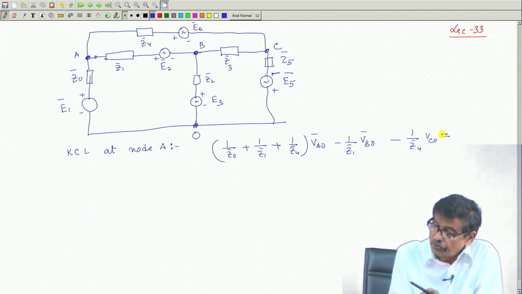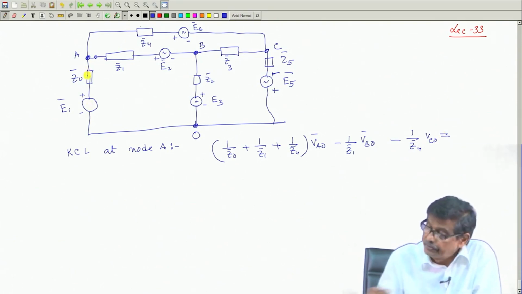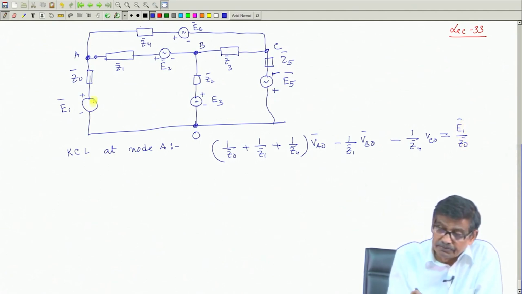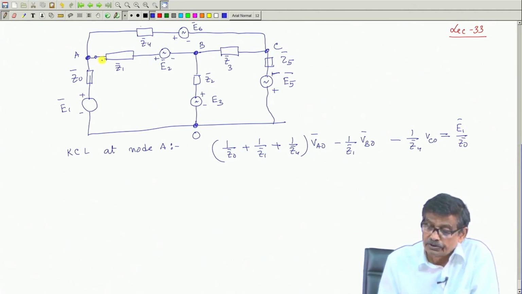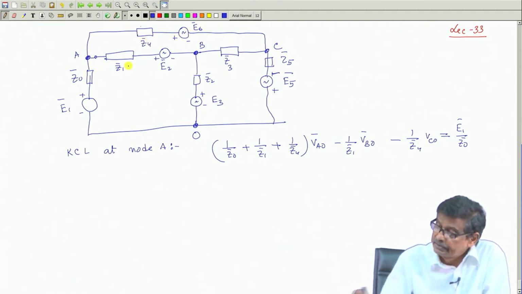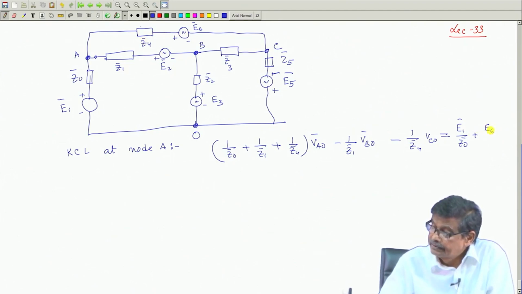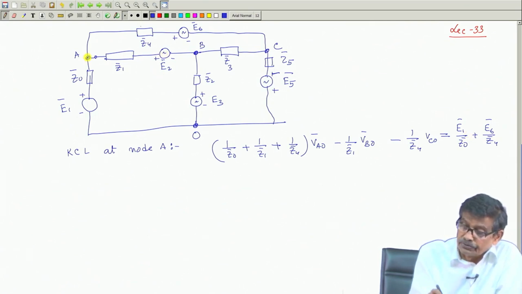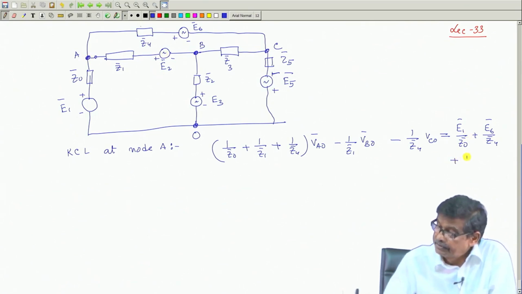So, E1 is a source connected to A. So, it will be E1 by Z0, with a plus sign, because the polarity is such that it drives current towards node A. Similarly, E6 by Z4, that is also plus E6 by Z4, and E2 also is connected to node A. The polarity is such that it should be plus E2 by Z1. This will be equation 1.